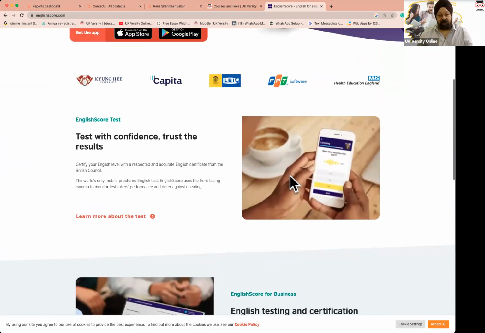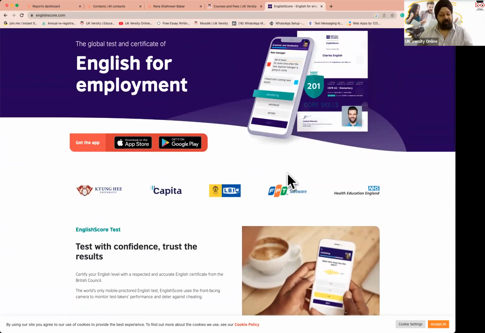So if you score A1 and A2, you're looking at coming in for an English course. If you score B1, B2, depending on your previous qualification, you can come in to do a level 3 course. And if you're B2 and above, and you have a bachelor's degree, then it'll be a level 7 or any other diploma commensurate to what your qualifications are.